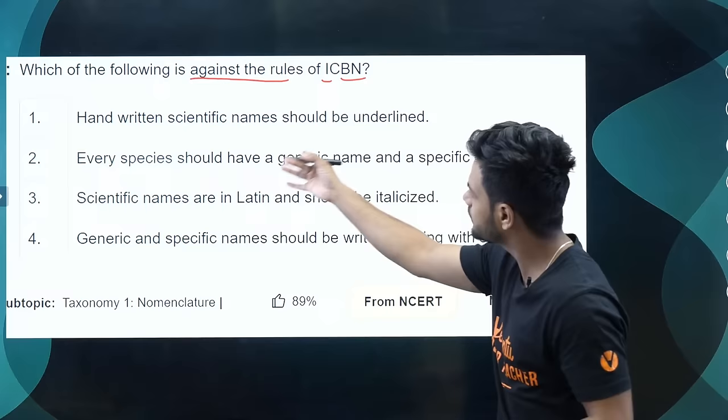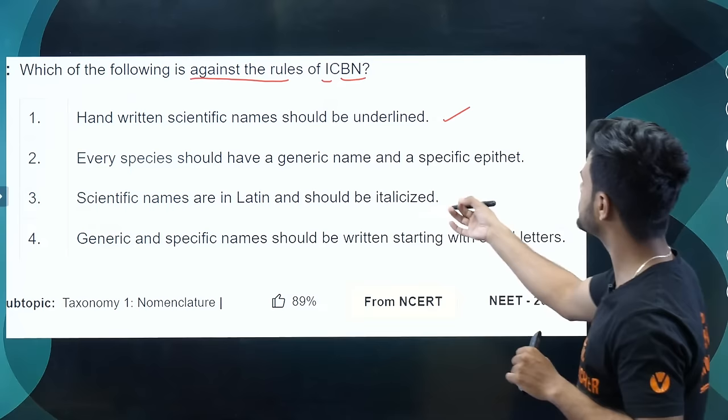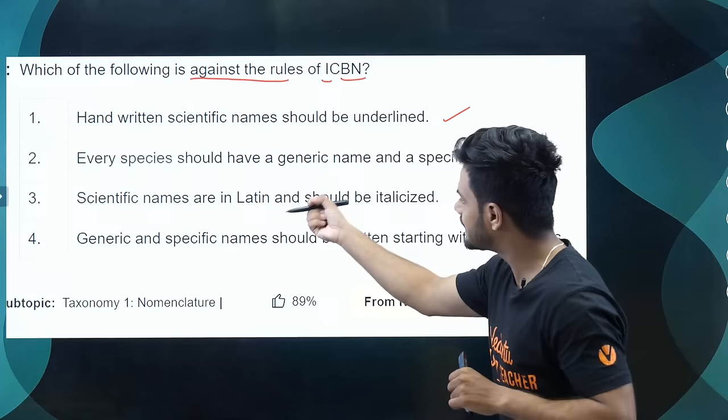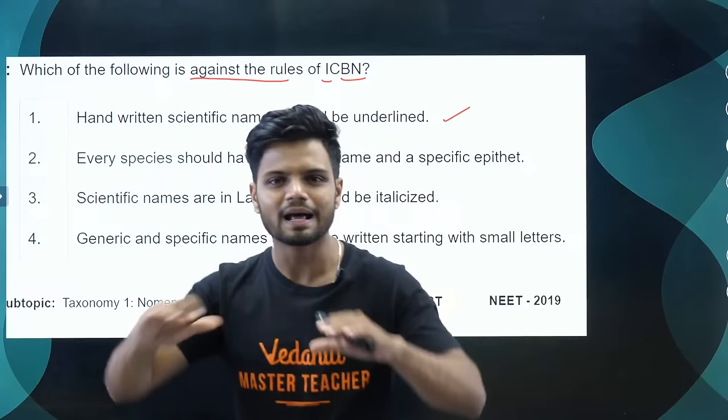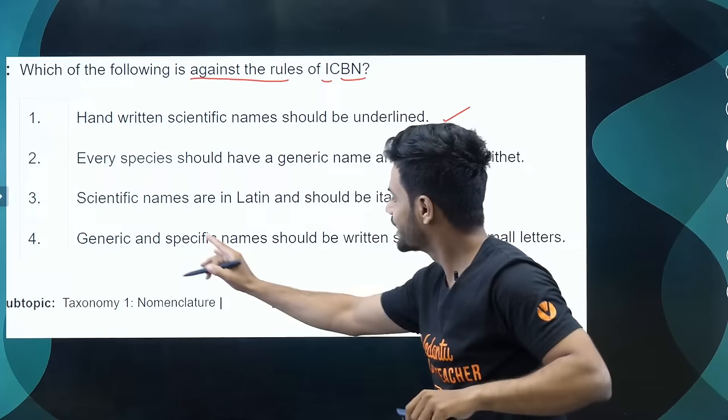Correct, sir. Yes, sir, it is correct. Every species should have a generic name and a species epithet. Correct. Scientific names are in Latin and should be italicized. All of us know the names are in Latin and they need to be italicized. But they're asking you what is against the rules. That is, generic name and species name should be written starting with small letters.